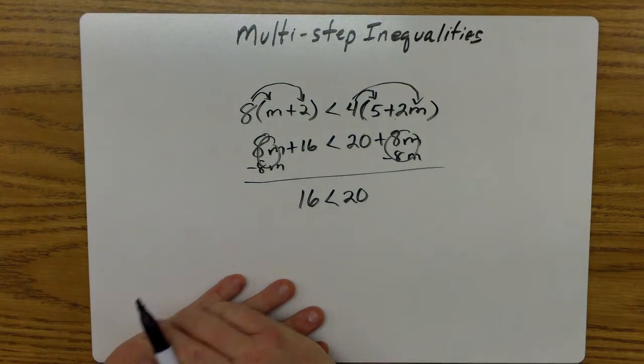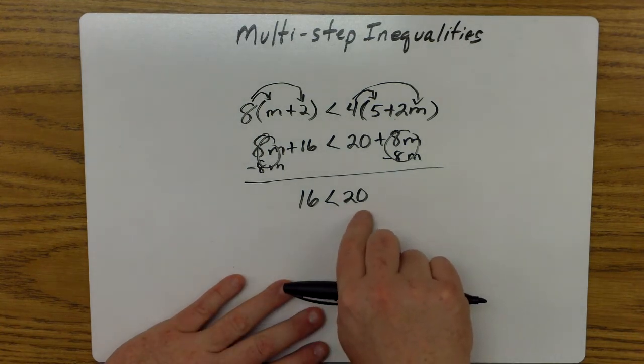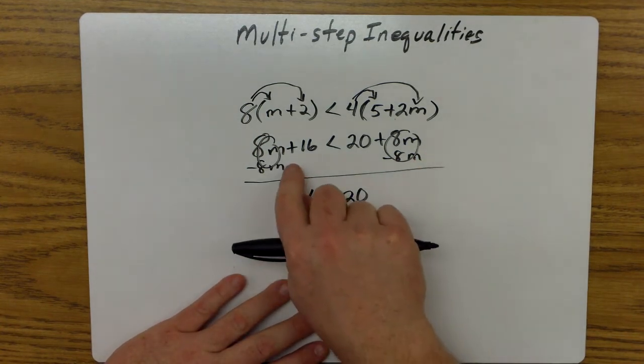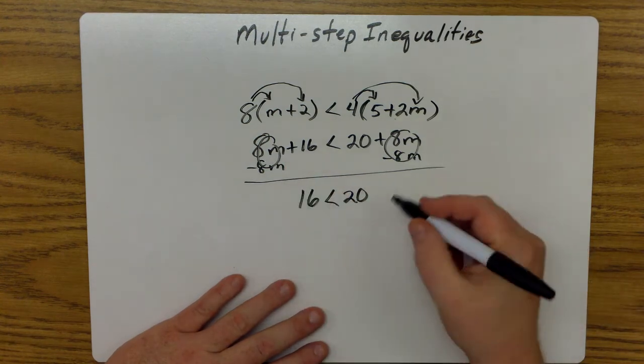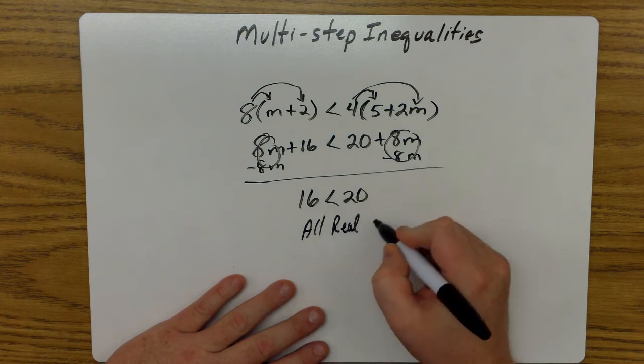So the solution here is to ask ourselves, is that true or false? So that is true. 16 is less than 20, which means any value we put in for m will work. So the official answer is to say all real numbers.